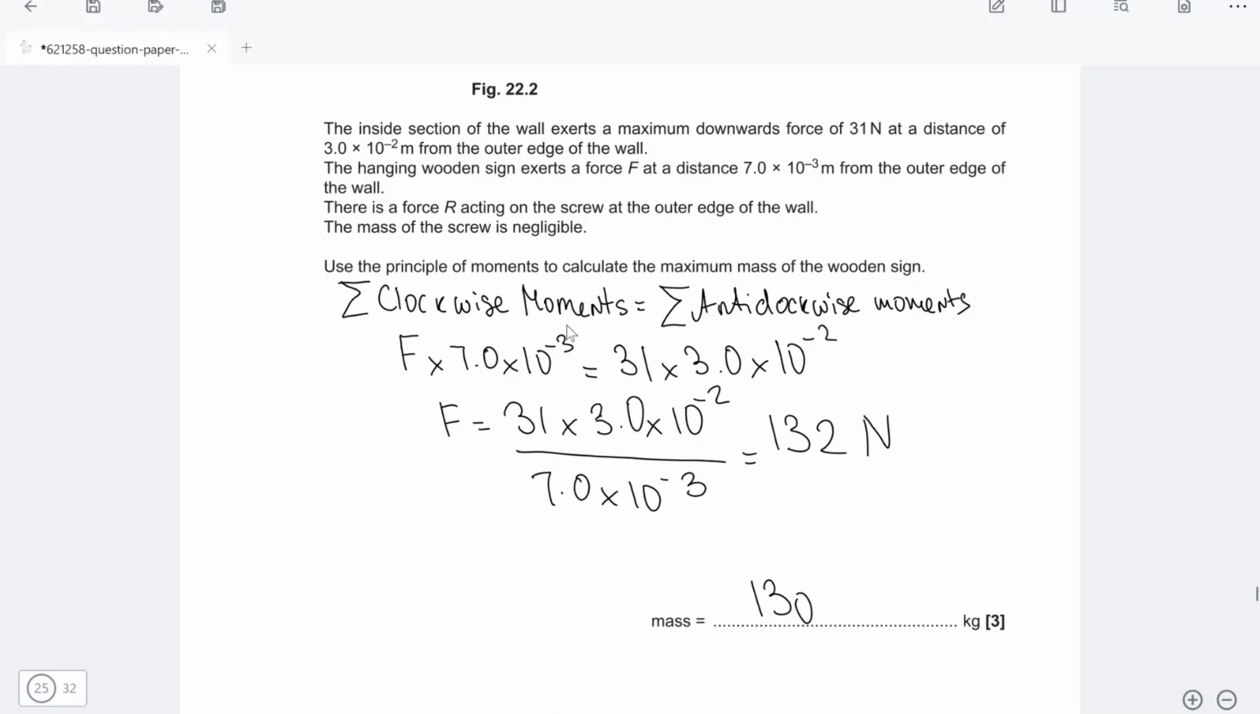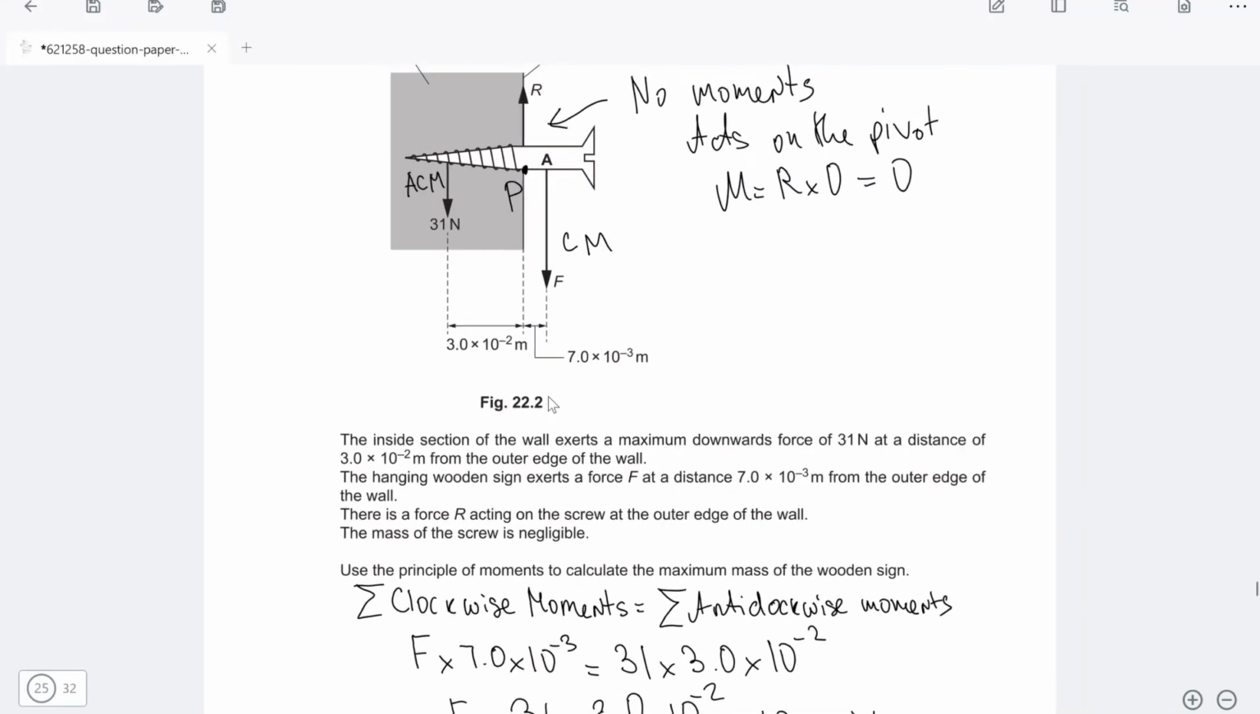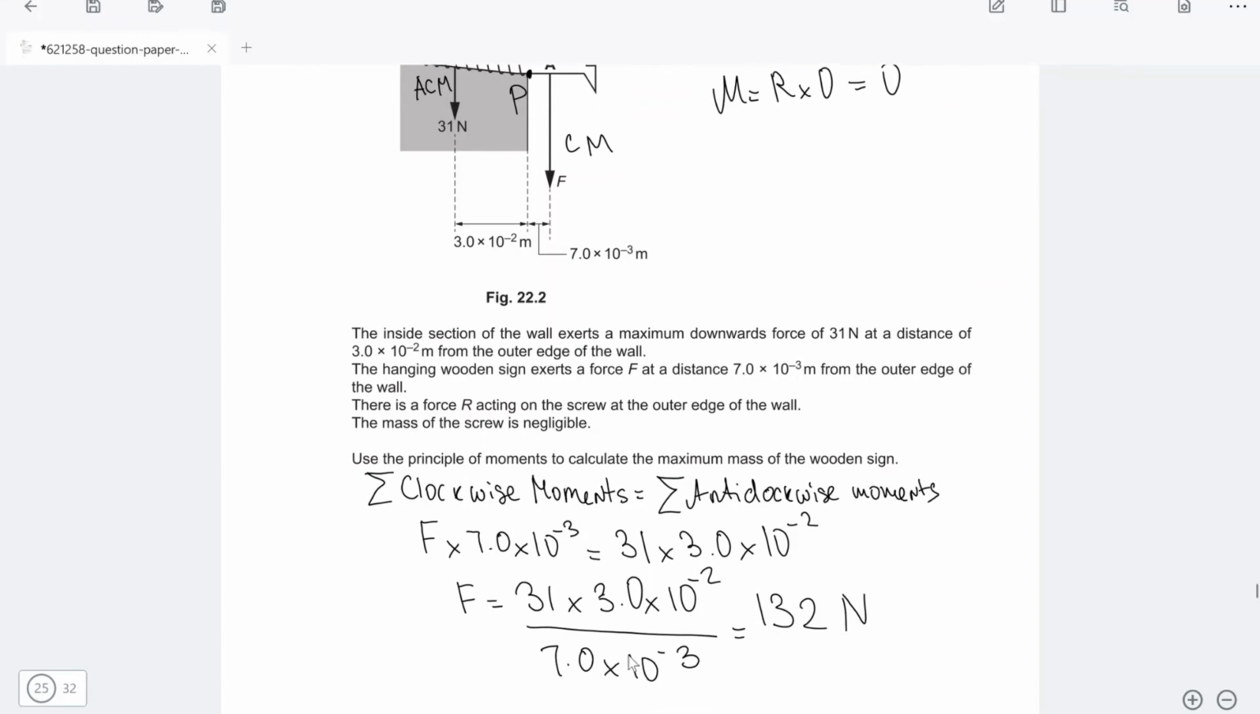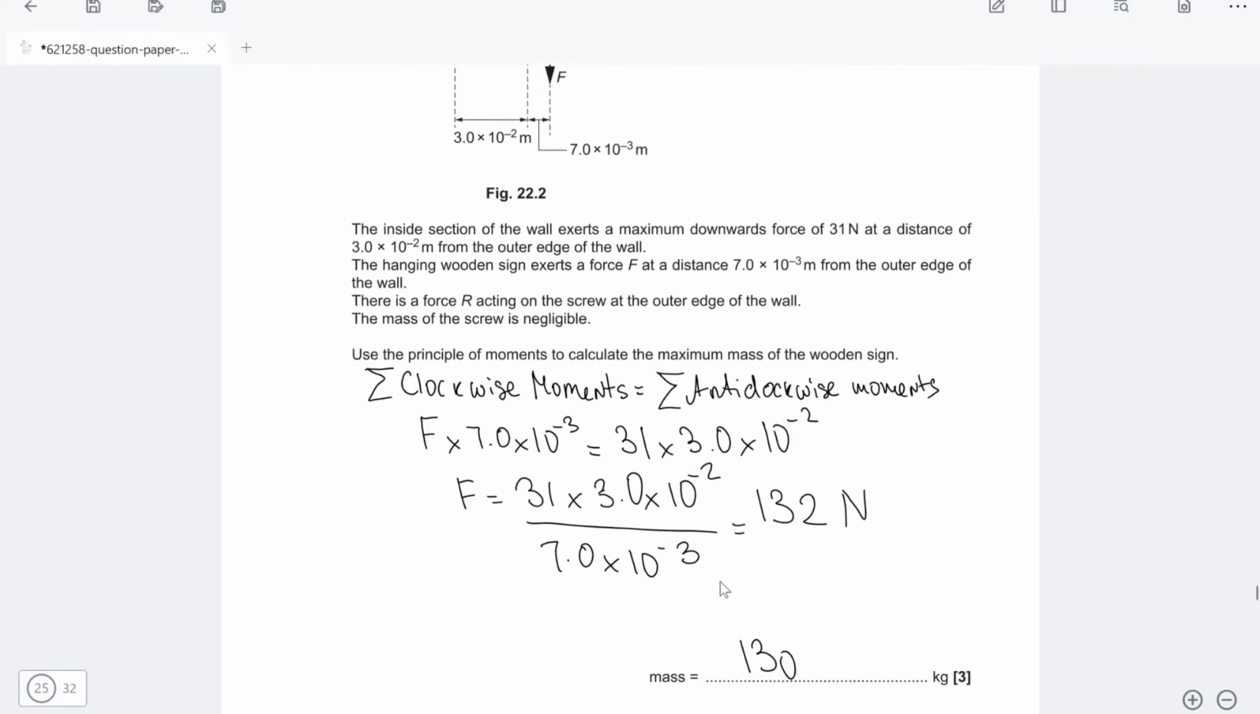The clockwise moment of F is going to be given by the force F times its distance to the pivot, which is 7.0 times 10 to the power of minus 3, and the 31 Newton force has a distance of 3.0 times 10 to the power of minus 2. Rearranging for F, we're going to find that the force is about 132 Newton.